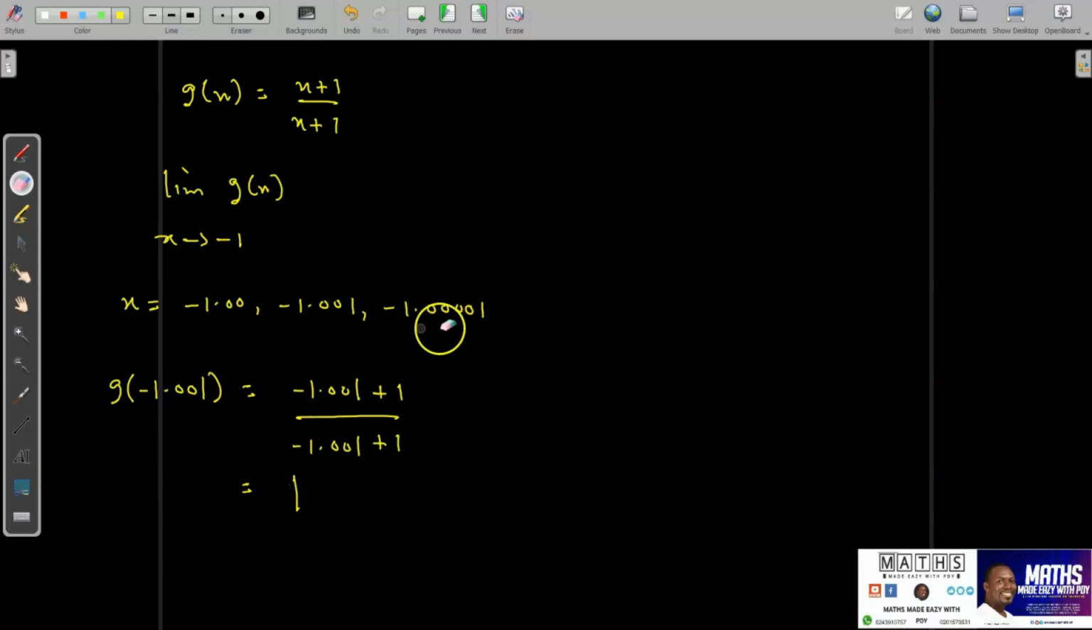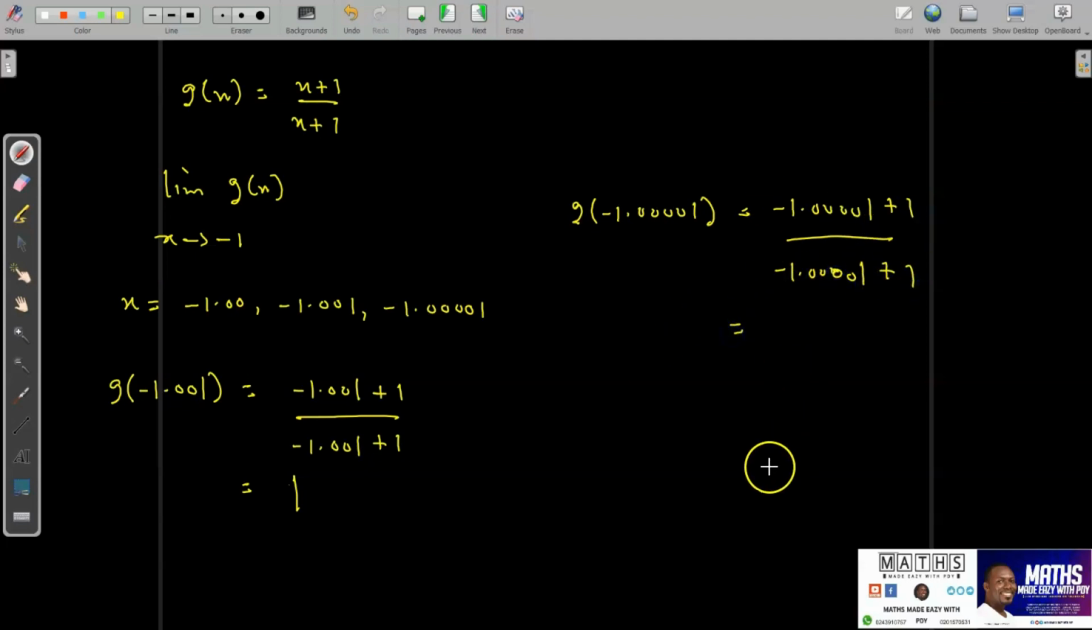Now, let us take this one also. So we are having g of x, x being negative 1.00001. So we are finding g of x altogether. So we have negative 1.00001 plus 1 all over negative 1.00001 plus 1. Please operate this one also for me and tell me what the value is. 1. It's also 1.